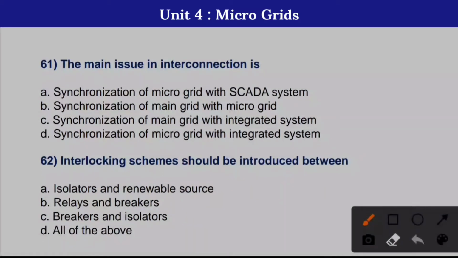61. The main issue in interconnection is. Here correct option is option number B, synchronization of main grid with microgrid. 62. Interlocking scheme should be introduced between. Here correct option is option number C, breaker and isolators.